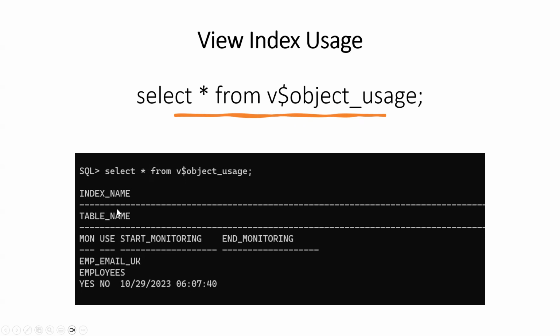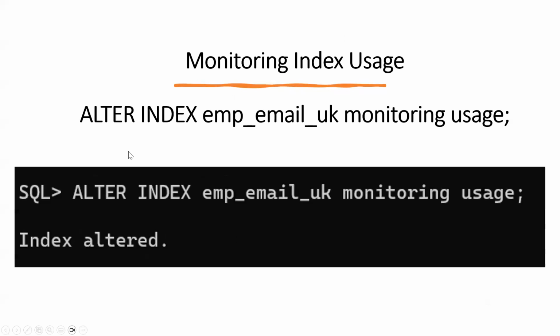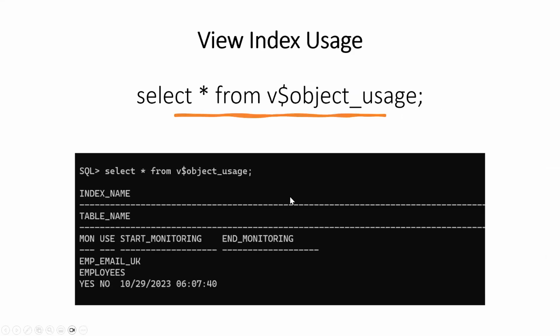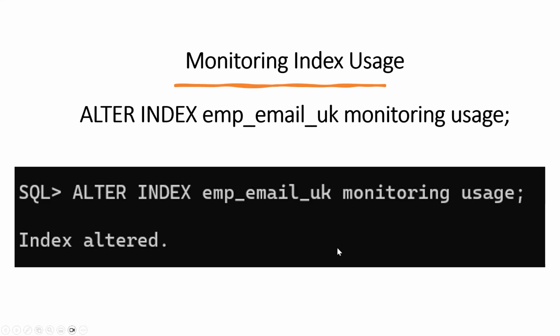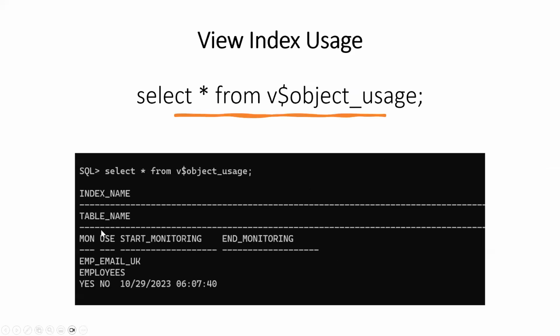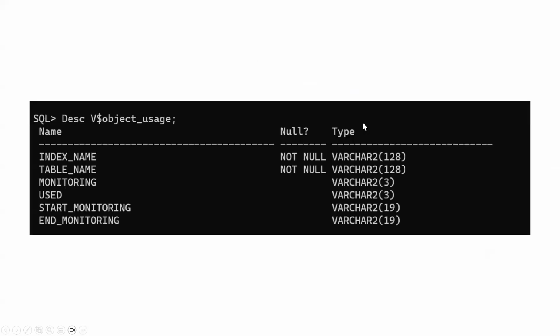We can just view it by saying select star from V$OBJECT_USAGE, which is going to tell us the index name, the table name, the monitoring, whether usage has started, the starting monitoring time and the ending monitoring time. Once you start the monitoring usage, you can view the monitoring start time, end time and its usage by saying select star from V$OBJECT_USAGE.